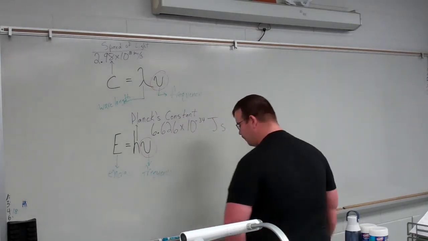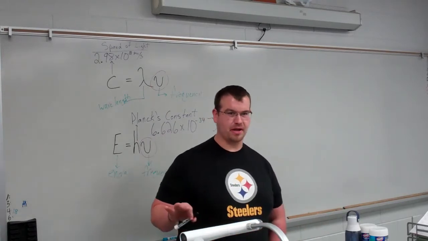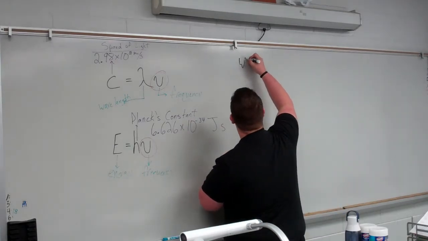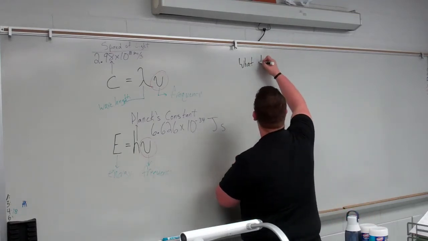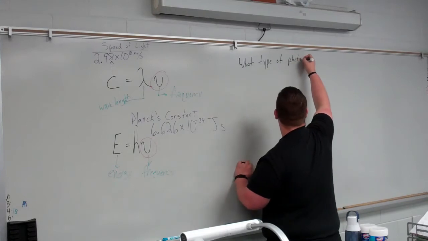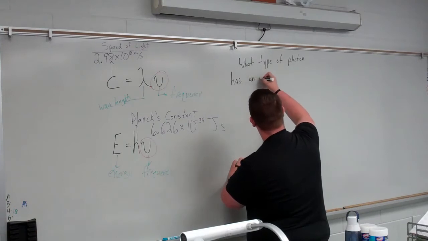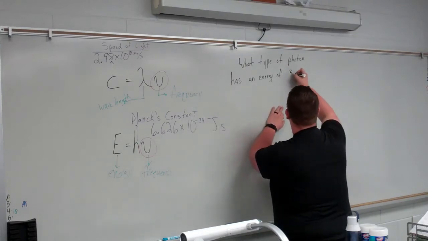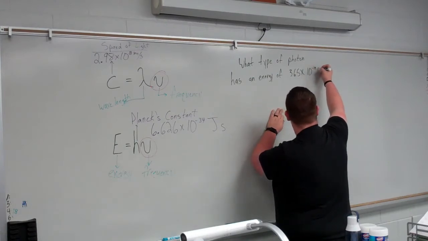So let's go with a hard problem, and then we'll start cracking it down easier, okay? So, what type of photon has an energy of 3.75 times 10 to the negative 19 joules?